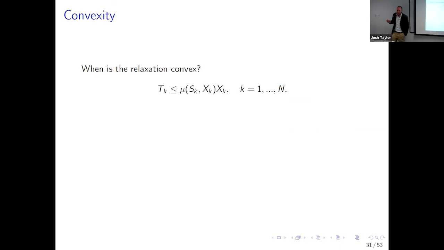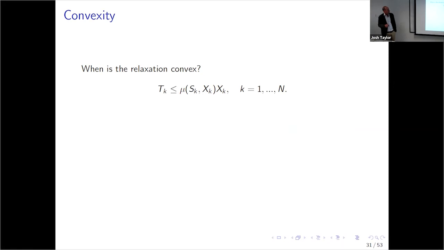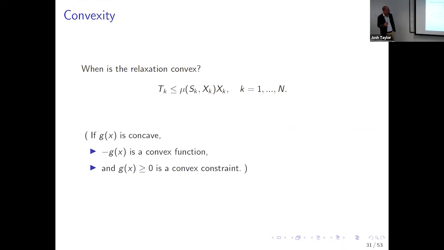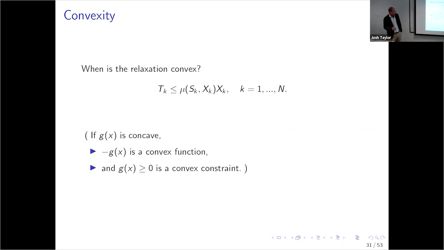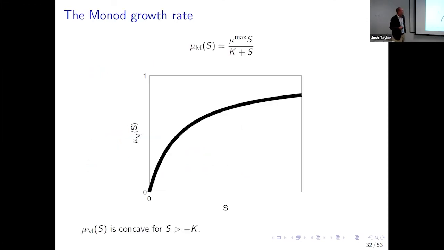So on one side, we've looked at the problem of how much accuracy we lose. The other side is how much computational tractability we gain. This is a quick reminder for people who don't work in optimization. Everybody knows that if a function is convex, then its negative is concave. Okay, the Monod growth rate is clearly a concave function, which is what we want since it's on the right-hand side.